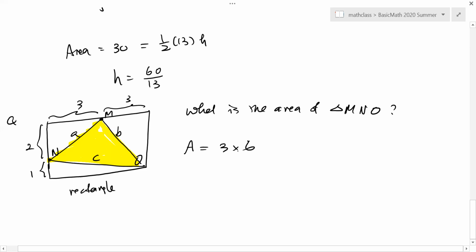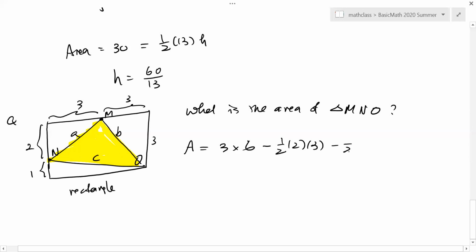Okay, not 3 times 3. Okay, 3 times 6 because the length is 6, the width is 3. Then you subtract the area of the triangle in the upper left corner, half of 2 times 3. Then this side is 3, right?